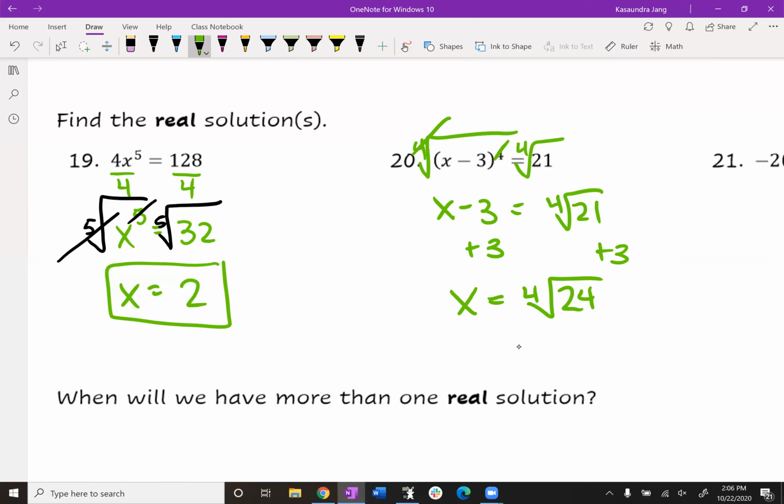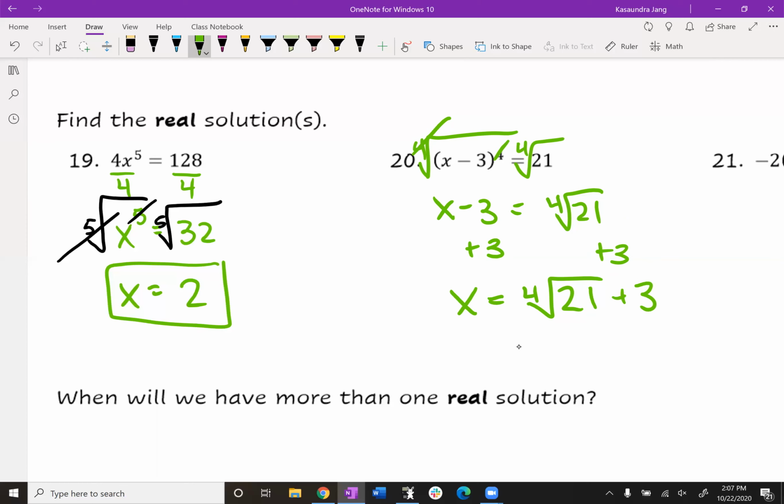You got the 3. Well, you can't add it to the 21. The 3 goes outside of the radical. So this 3 is not under the 4th root, but this 21 is under the 4th root. Right, okay. So I have to leave them separate like this.